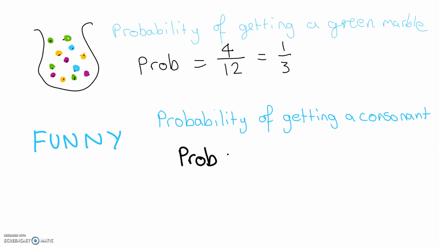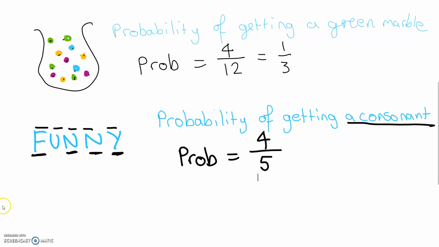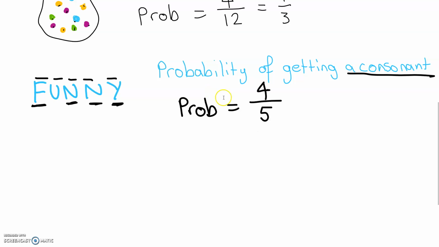Okay? So if we look at this word and we want to know the probability of getting a consonant, our probability at the top, up here, is going to be all the letters that are a consonant. So that's F, N, N, and Y. All of those letters are consonants. So there's 4 letters that are consonants. And the total outcomes on the bottom, well, there's 1, 2, 3, 4, 5 letters in the word in total. So there's a 4 in 5 chance of getting a consonant.